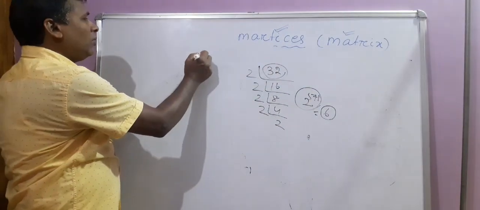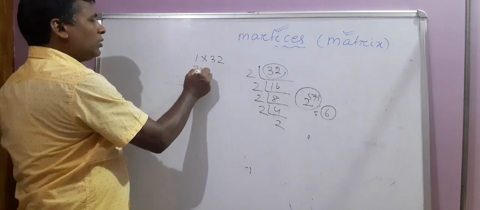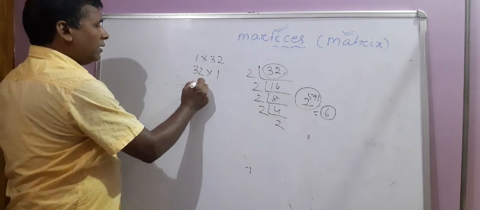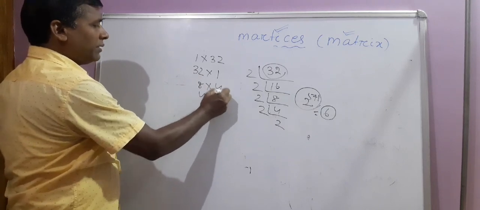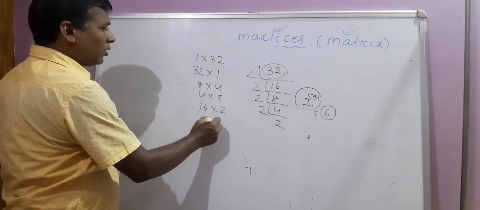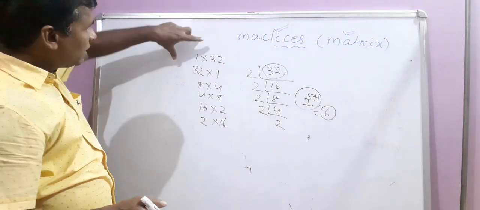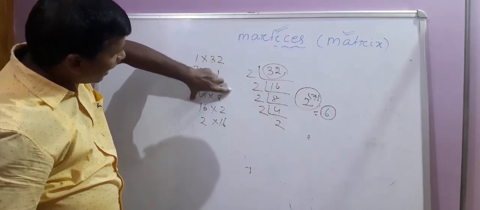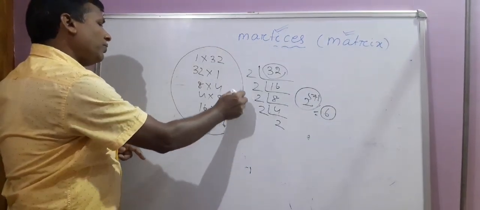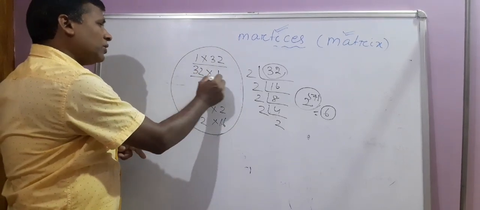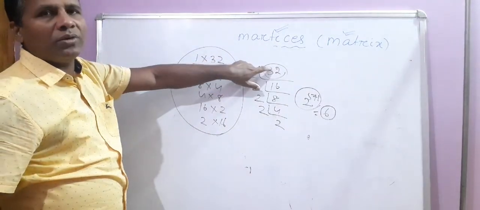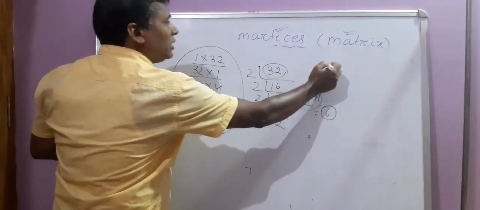Just like that, 1 cross 32, 32 cross 1 is one arrangement. Then 8 cross 4, 4 cross 8. Then another is 16 cross 2, 2 cross 16. Not more than that. So 6 different orders of matrix can be defined by using 32 elements.